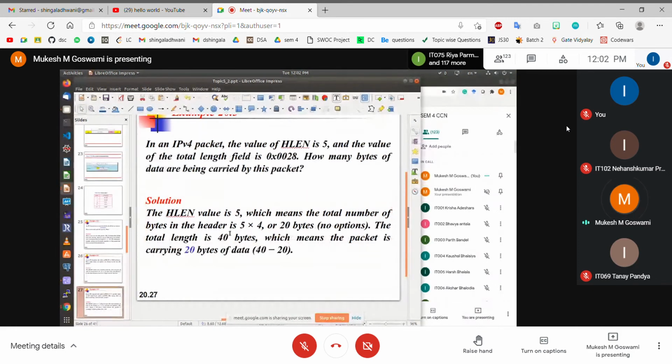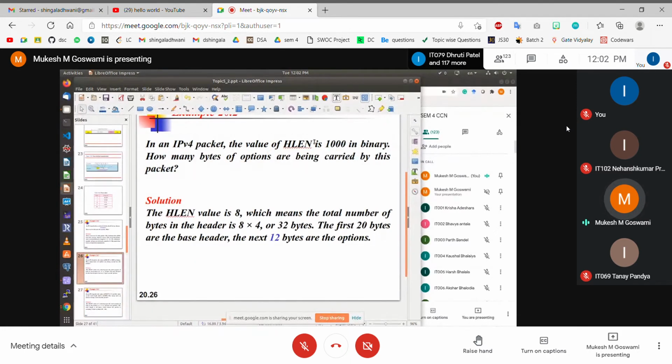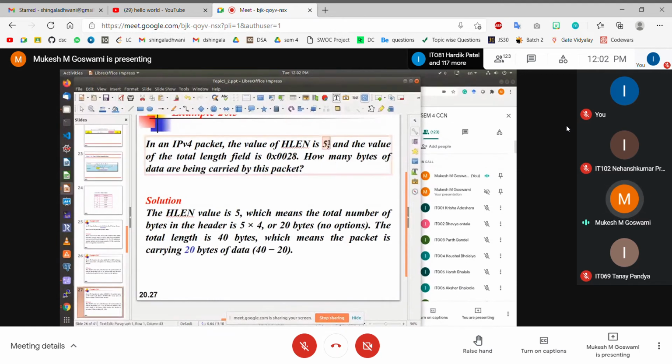Okay. Let us try to see one more: if an IP version 4 packet has a value of H length equal to 5, and the value of the total length is equal to 0x0028. Just try to understand what is given to you, whether it is given in terms of decimal, binary, or hex. Here you can see that the H length was mentioned in terms of binary earlier. Here the H length value is directly mentioned in decimal, that is 5. Whereas the total length field is mentioned in terms of a hex number.